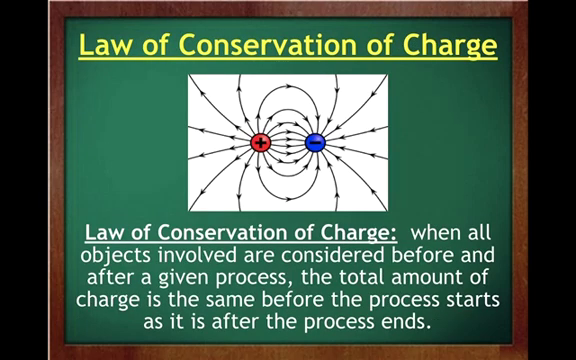Right. We also look at the law of conservation of charge. So just like we've seen the law of conservation of momentum, we also have the law of conservation of charge, where when all the objects in a given system are being considered before and after a given process, the total amount of charge is the same before the process starts as it is after the process, right? So there is no real destruction of anything, right? It's all conserved. So it might mean that the individual charges on particular items will shift, but the overall charge, the net charge of the entire system, would still be the same, right? So one item might gain electrons and the other one might lose, but ultimately you still have the same number of electrons present in the entire system, okay?